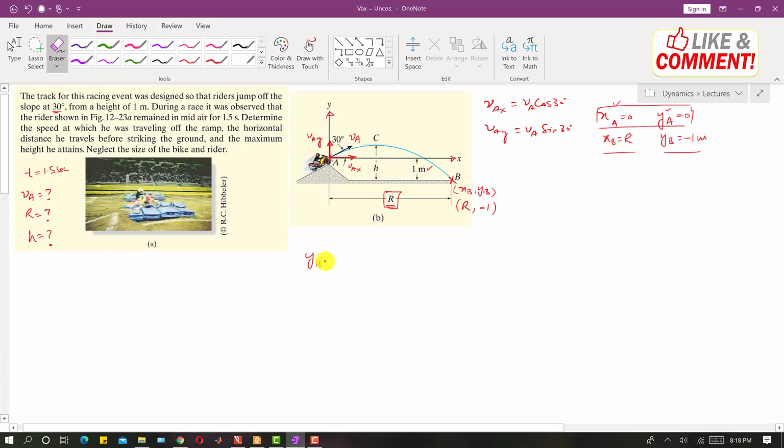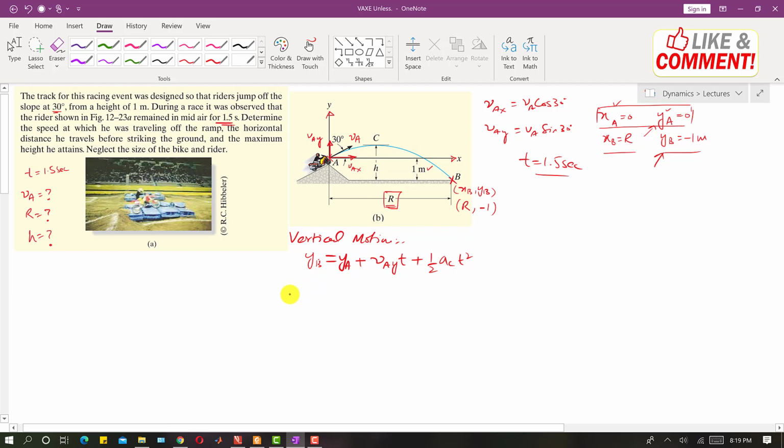So we are considering the vertical motion. YB equals YA plus the initial velocity in the y direction, that is VAY into T, plus half AC into T square. Since we have the final position YB, the initial position YA, and the time is known, that is 1.5 seconds, now we can find VA magnitude, the initial velocity magnitude.